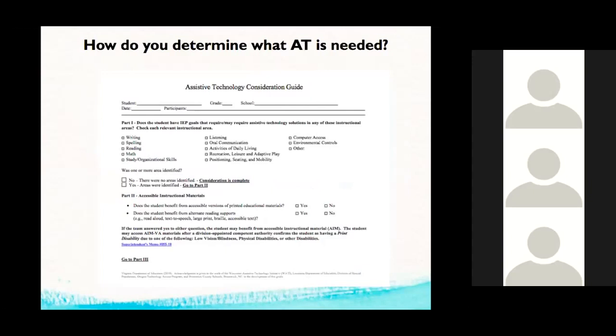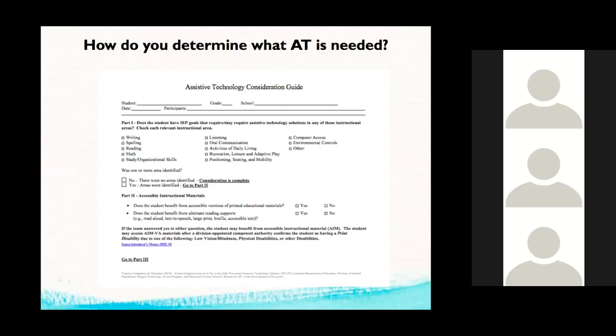We worked with the Department of Education to develop a decision-making tool called the AT consideration guide. It's designed more for schools as opposed to IFSP teams, but IEP teams can use it during their IEP meetings or even at another time to really make decisions about AT.